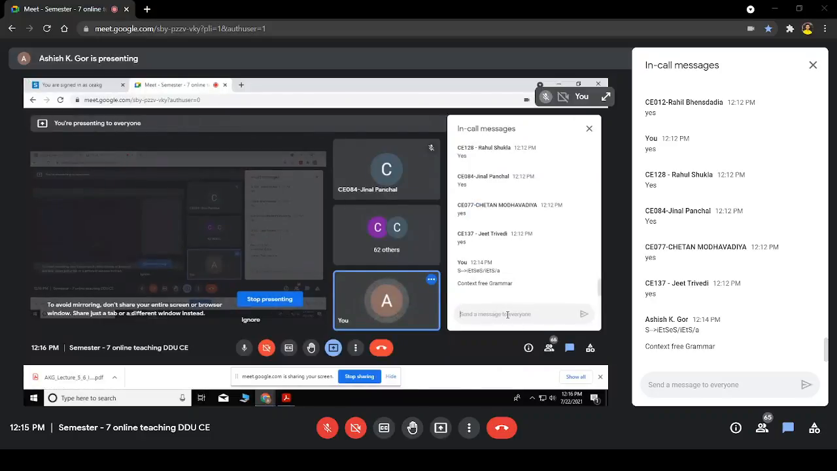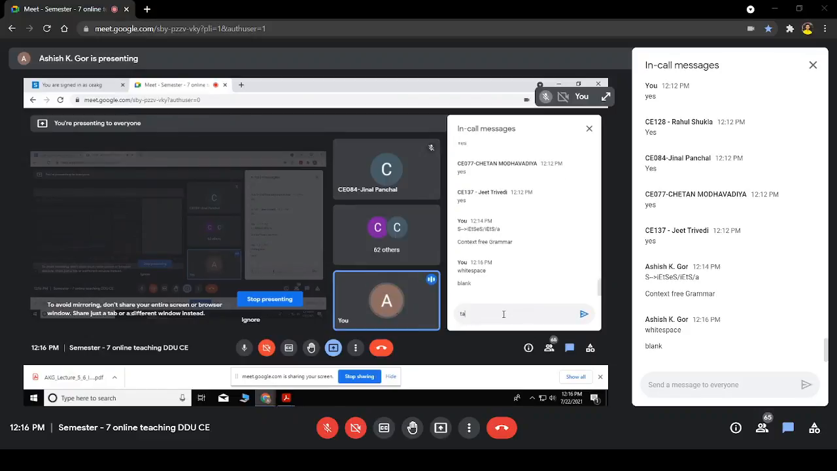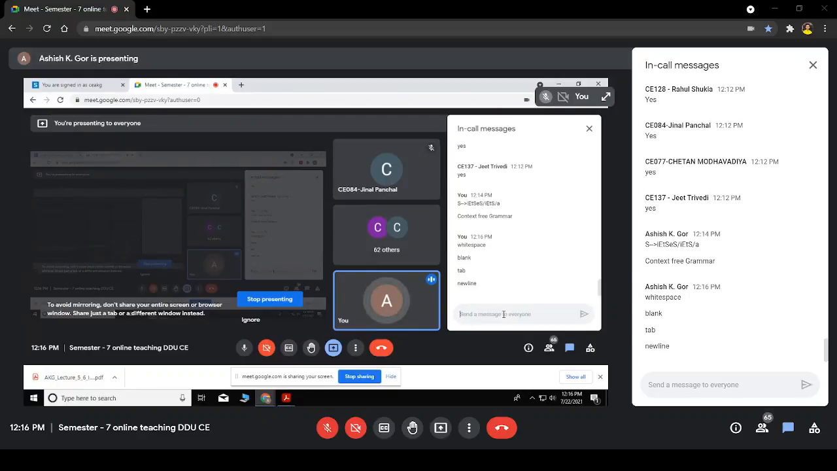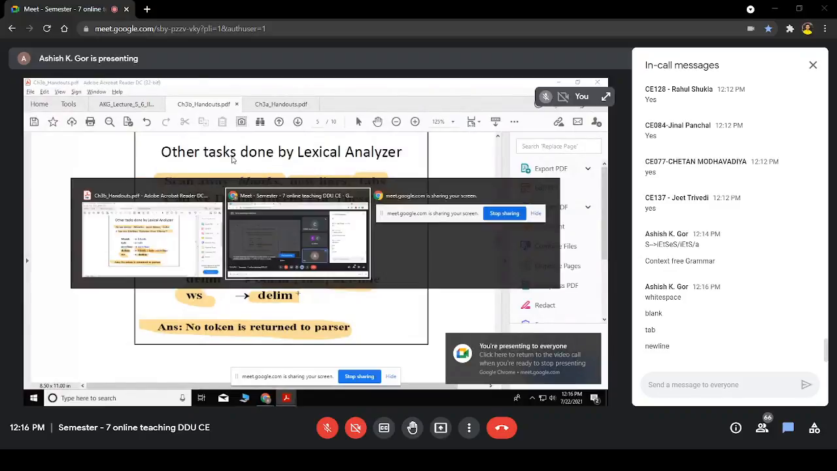Okay, what do you think? So remember white space. If you are asked to define a white space, what is a white space? White space is one or more occurrence of a blank, tab, or new line. One or more occurrence of blank, tab, or new line is considered as a white space, and no token is returned to the parser for this.